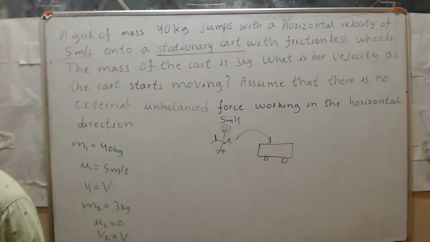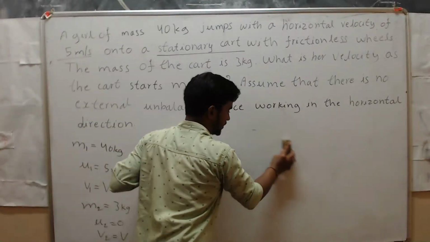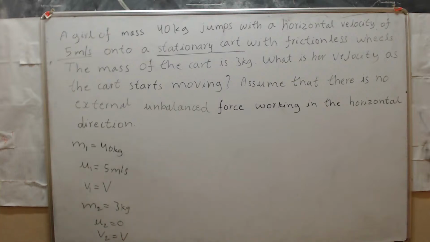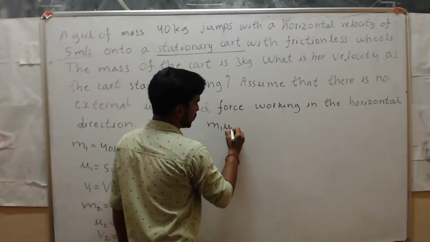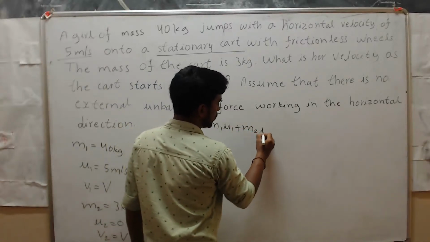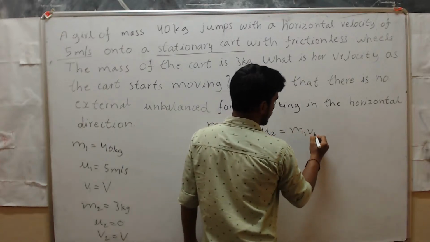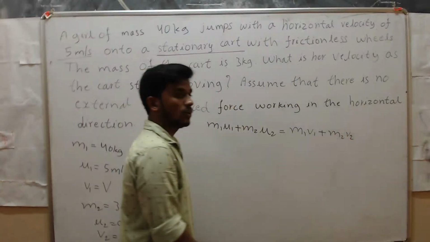Next, see here. We know the formula, right? According to the law of conservation, before collision and after collision, the initial momentum and final momentum are equal. So that is m1 u1 plus m2 u2 is equal to m1 v1 plus m2 v2.